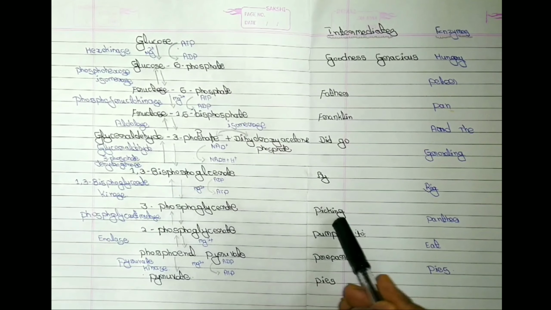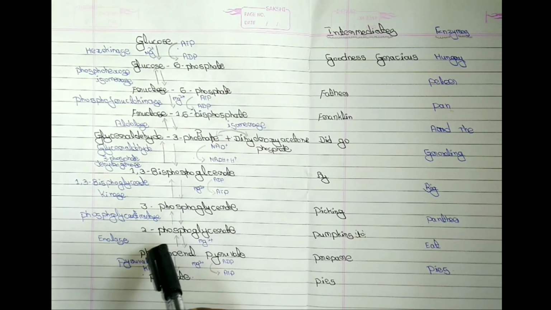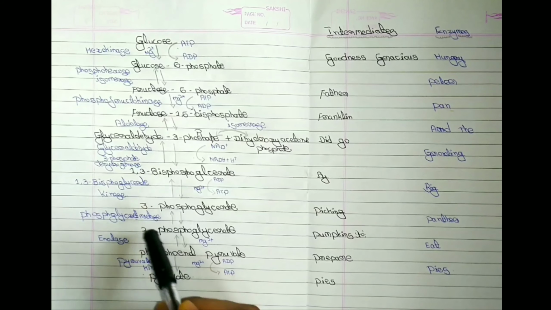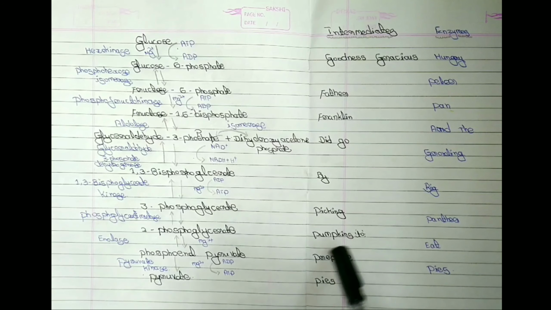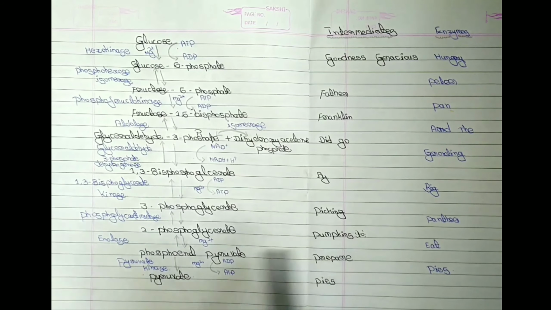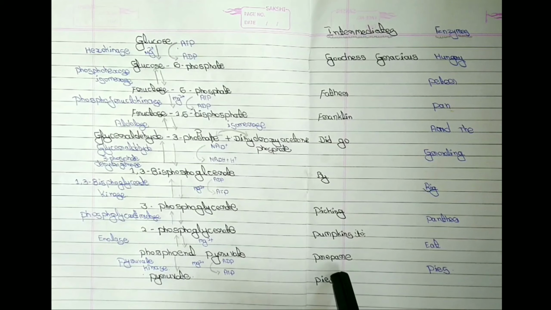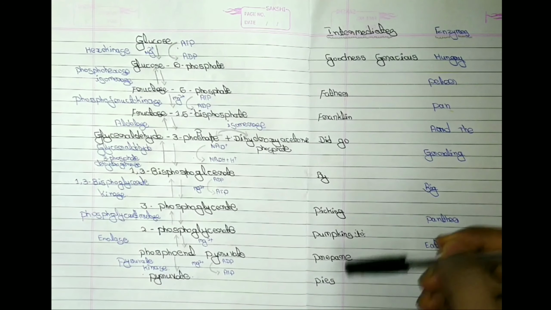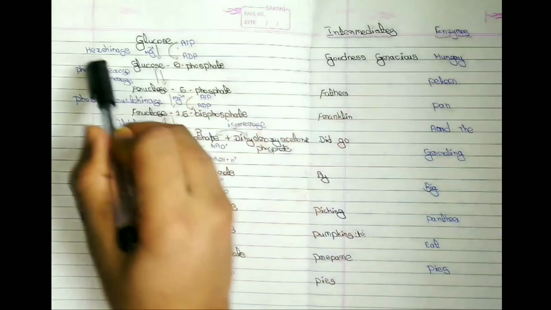bisphosphoglycerate, picking, phosphoglycerate, pumpkin, phosphoglycerate, this is 3-phosphoglycerate, 2-phosphoglycerate, prepare, phosphoenol pyruvate, double P, peas, pyruvate. That is the trick to remember intermediates. And now enzymes.